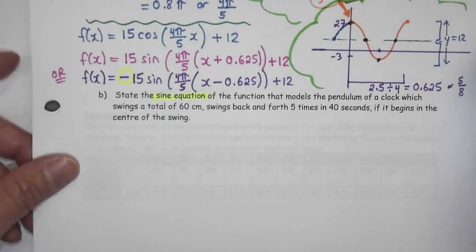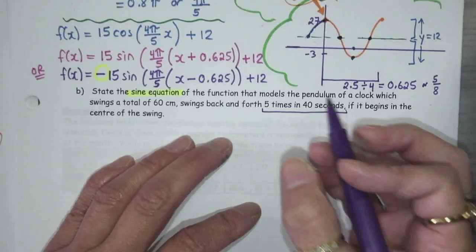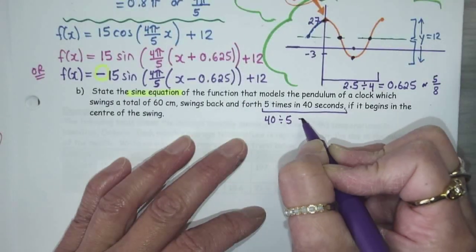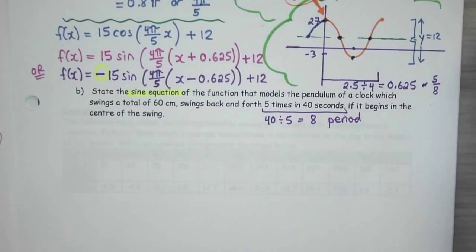Oh, isn't that tricky of me? What am I telling you here? This is your period, right? So we're going to go 40 divided by 5. You can go, oh, please, you didn't even trick me at all. That's my period, right? I already got that part.